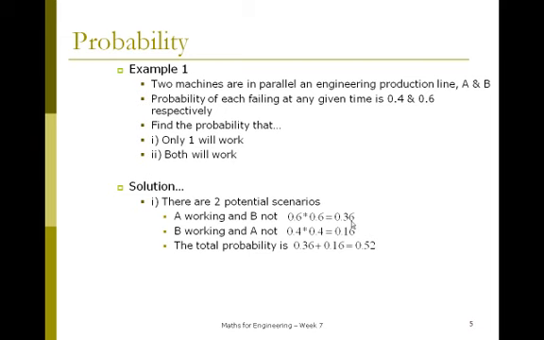So the second part of the question is the probability that both will work, so both A and B are working. So to get the probability of this, we must multiply the probabilities together. So therefore we have 0.6 times 0.4 is equal to 0.24. So that gives us the probability that both will work.